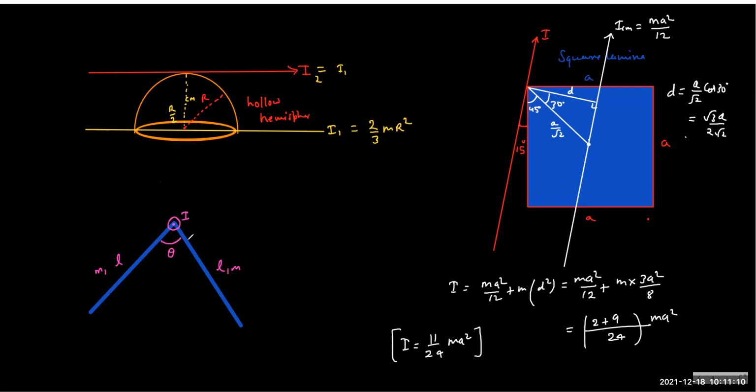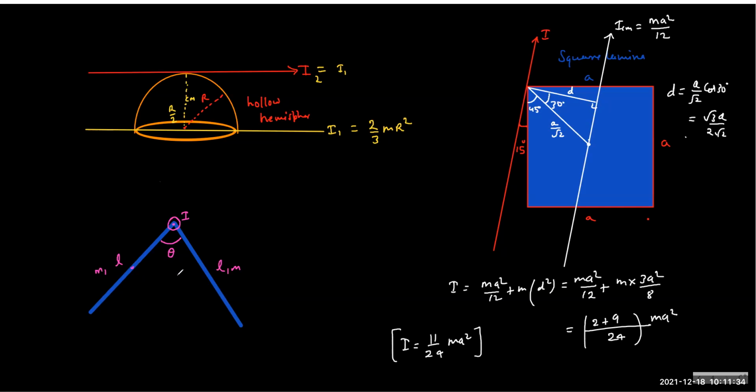So you can see there are two rods. You can just find the answer for each rod separately and add the values. The axis which I have drawn, which is normal to the plane, is at the end of both the rods, and we know the answer for the end directly.